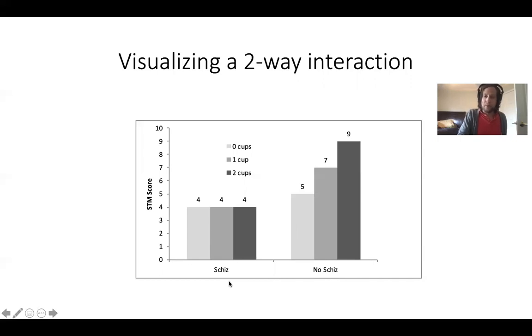So those are the two ways. The other way, once again, of saying this is a flat line pattern, whereas this is an increasing pattern. Those two patterns are different. Therefore, we have a significant two-way interaction.